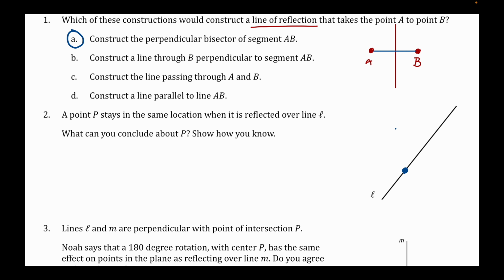If I had a point out here, I would have to reflect it across and have it be over here. So we'll say P is here, and then I can call this like A and A prime. So for my explanation, I can say P must be on the line of reflection.